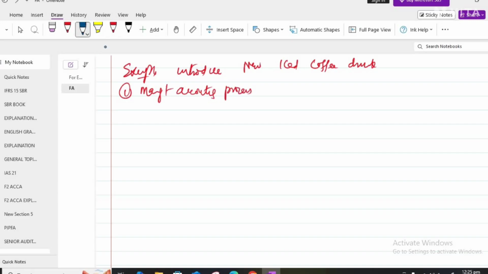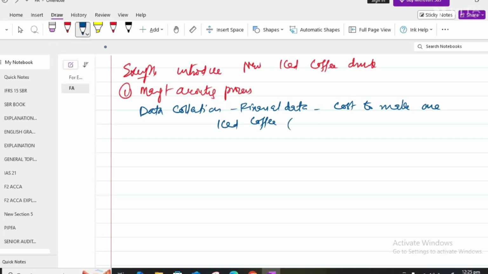And the data collection will be the financial data and non-financial data. So financial data, let's say, cost to make one ice coffee. Let's say we are assuming this is from the cost account. The data will get from the cost accounting. In monetary terms, this is $1.2, and this will include your, let's say, beans, milk, and coffee. So this is the cost, the financial data we are collecting from the cost accounting, the cost of making one ice coffee.